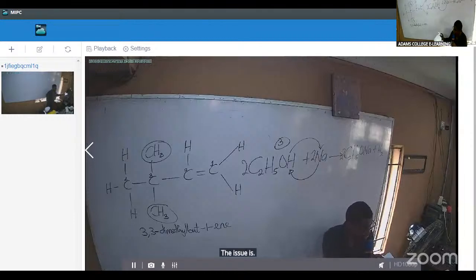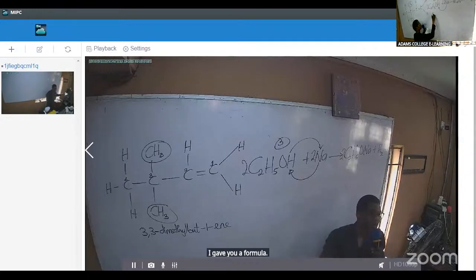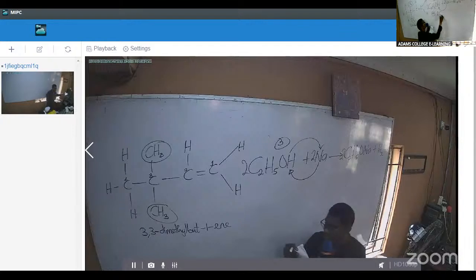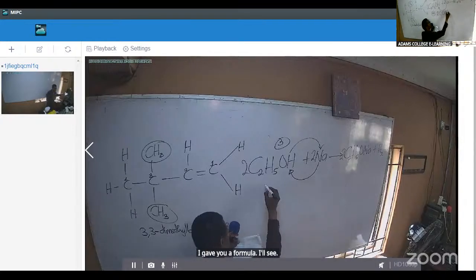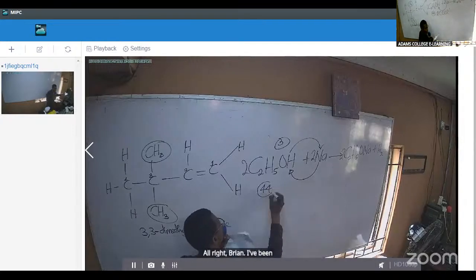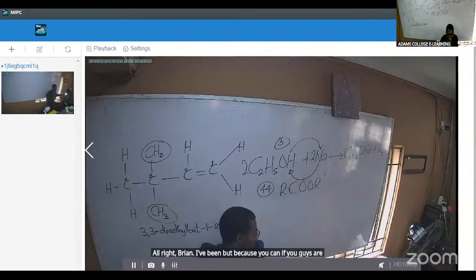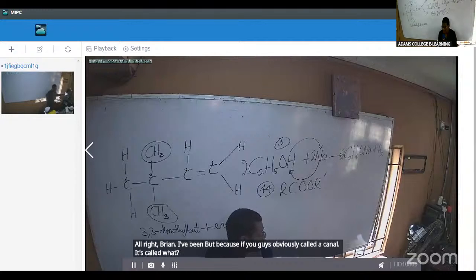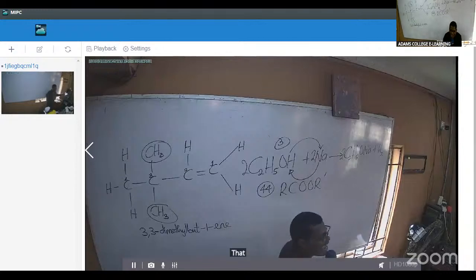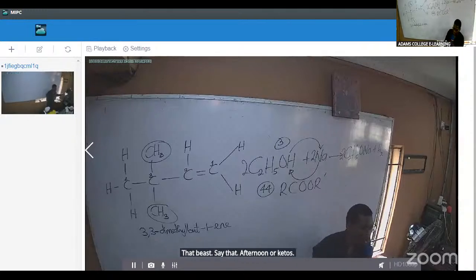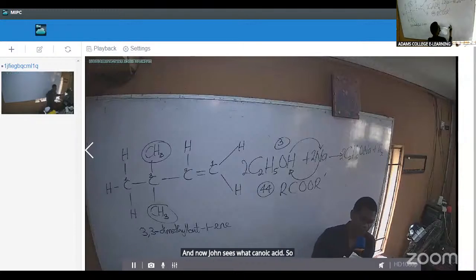Alkanoate I also call ester. Sure you know, I gave you the formula: RCOOR'. But because of that, option A is called alkanal. Option B is alkanone, or ketones. Say that: alkanone or ketones. And option C is what? Alkanoic acid. So that's why it's D.